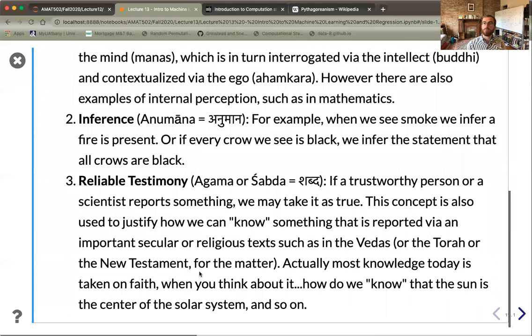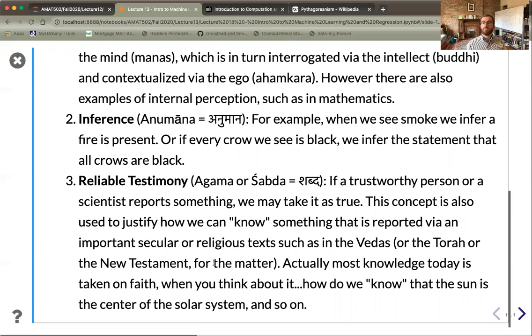Finally, the third method of proof that's accepted in Samkhya is something called reliable testimony, or agama, or shabda. So if a trustworthy person or scientist reports something, then Samkhya says we can take it to be true. So this concept is also used to justify how we can know something that is reported via an important secular or religious text, such as the Vedas, which was one of the earlier philosophical and religious systems for India. Or instead of the Vedas, we could have the Torah or the New Testament, things which are more familiar to those who follow Abrahamic religions.